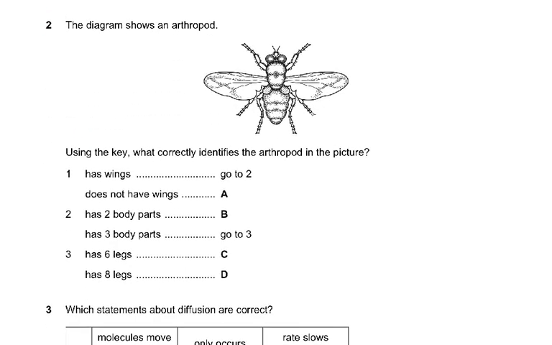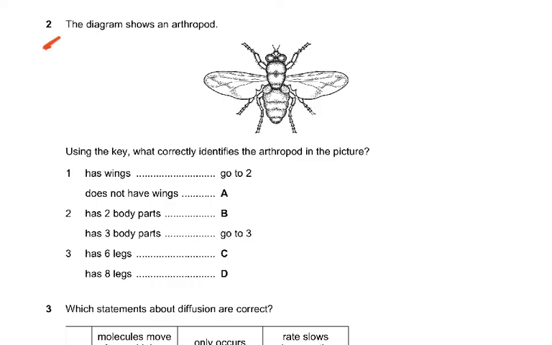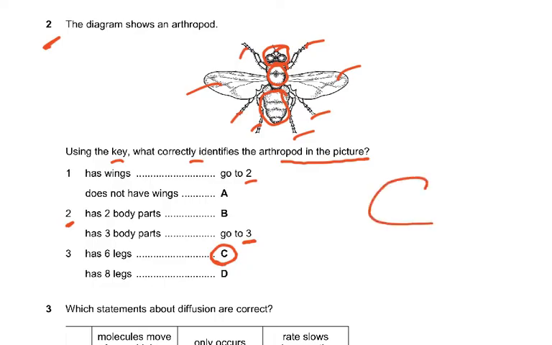Then it says the diagram shows an arthropod. Using the key that correctly identifies the arthropod in the picture. Has wings? Yes, it has wings. You can see these wings. So you go to 2. When you go to 2, it has 2 body parts? No, it has 3 body parts: head, thorax, abdomen. So you go to 3. Has 6 legs? Yes, 1, 2, 3, 4, 5, 6 legs. So this is C. So C was the answer. The diagram shows an arthropod. You must know how you go along this classification and how we get the correct answer.